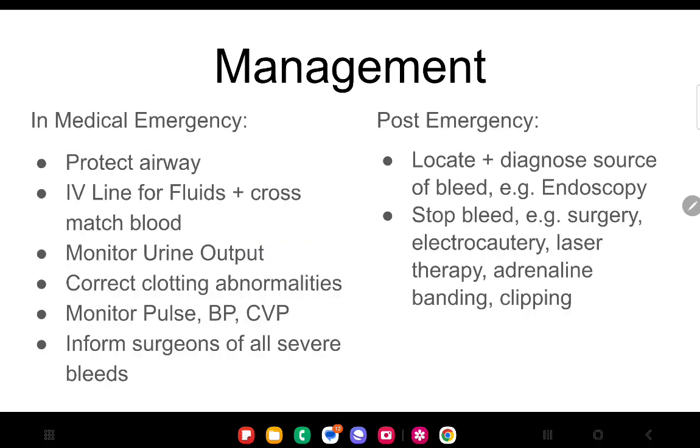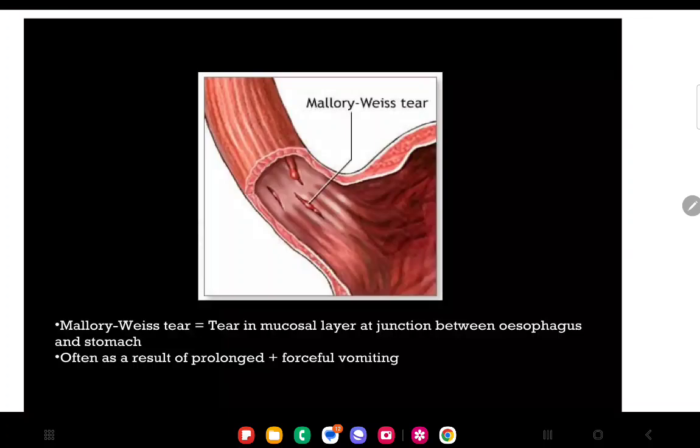Post emergency treatment, I think it's easy. You have to locate the source of bleeding, diagnose the amount of bleeding which is occurring, and stop that bleeding, for example by endoscopic intervention or surgery, electrocautery, laser therapy, adrenaline injection, or banding or clipping. And you have to treat the chronic problems, the anemia and other deficiencies which occur due to upper GIT hemorrhage.